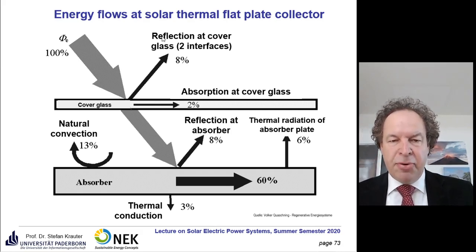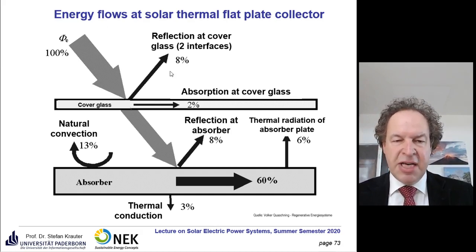So this is the upper one. The reflection, the reflection at the absorber and the absorption in the cover glass we call optical losses. The lower ones here, the conduction, natural convection and the thermal radiation, these are called thermal losses at the collector.